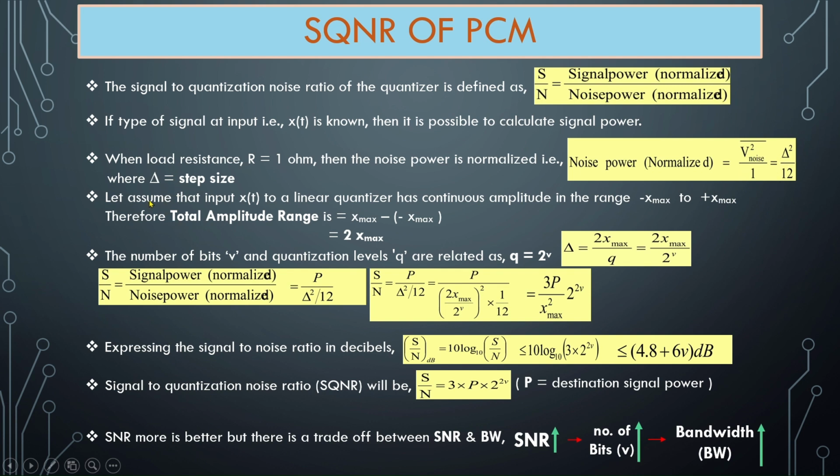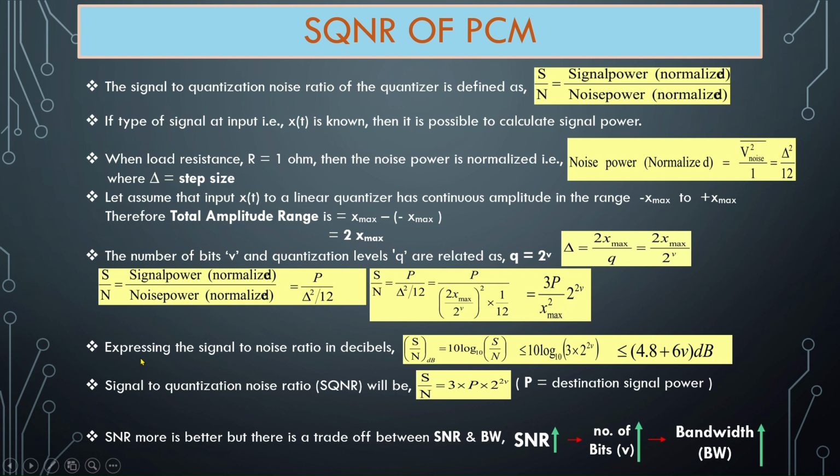Let us assume that input x(t) to a linear quantizer has continuous amplitude in the range of minus x max to plus x max. Therefore total amplitude range is x max minus (minus x max), which is equal to 2 x max. The number of bits v and quantization levels q are related as q equal to 2 to the power v. So delta is equal to 2 x max by q, which is equal to 2 x max by 2 to the power v. Now S by N is equal to P by (del square by 12), which is equal to P by ((2 x max by 2 to the power v) whole square into 1 by 12), which is finally 3P 2 to the power 2v by x square max.